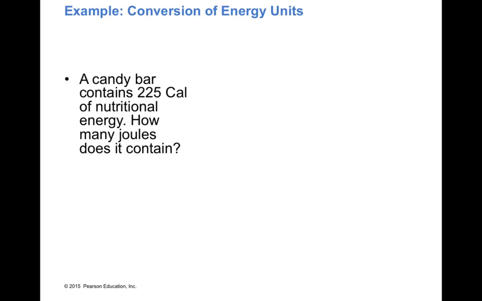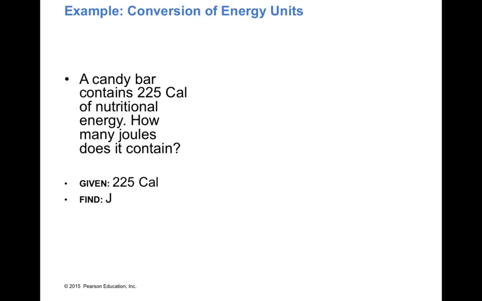So let's do an example of how we can use those conversion factors. A candy bar contains 225 nutritional Calories of energy. How many joules does it contain? So we have 225 nutritional Calories, and we want to represent this energy in joules.